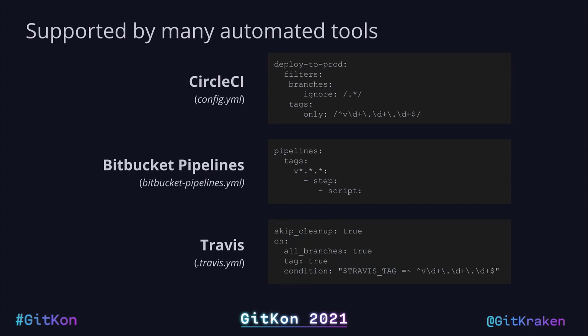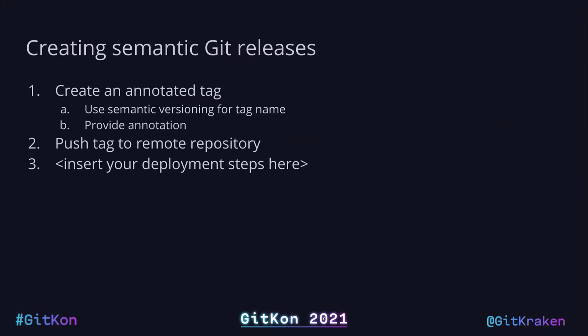So it's really helpful if you want to automate deployments to production and you want to be able to consistently only trigger production builds on certain tags. If you're using semantic versioning, you can easily do that.